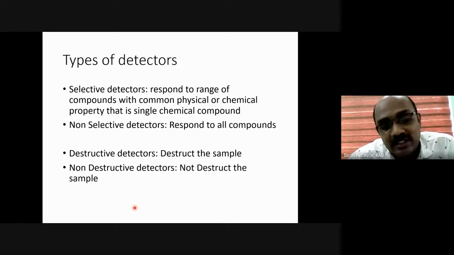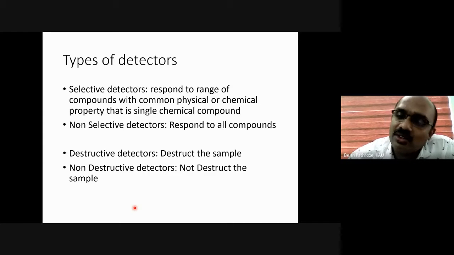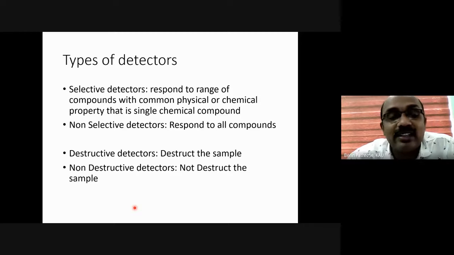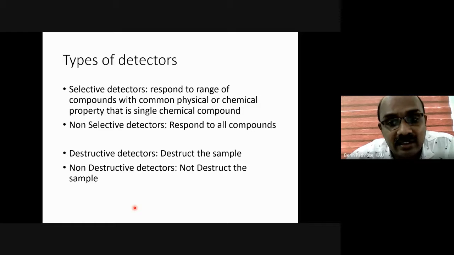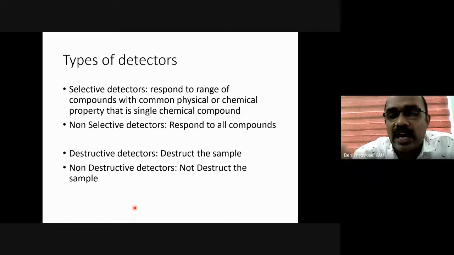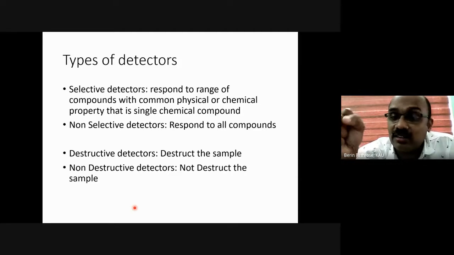Then we have the non-selective detector. That means it detects all kinds of compounds. One typical example is TCD, thermal conductivity detector. We will see it in the next slide. Whatever atom is present in it, it will be able to detect it. But there are selective detectors which selectively detect the compounds.